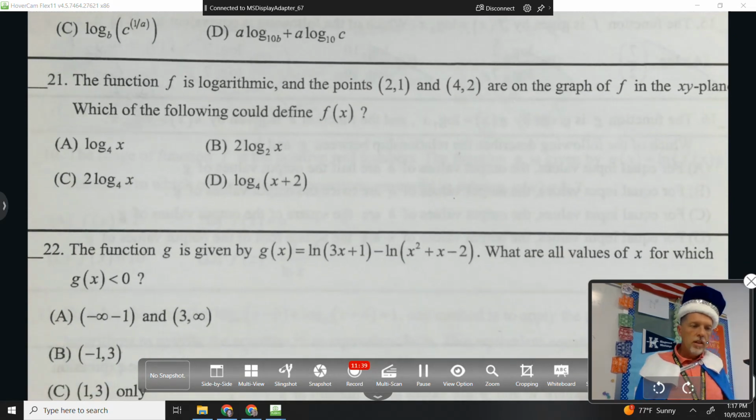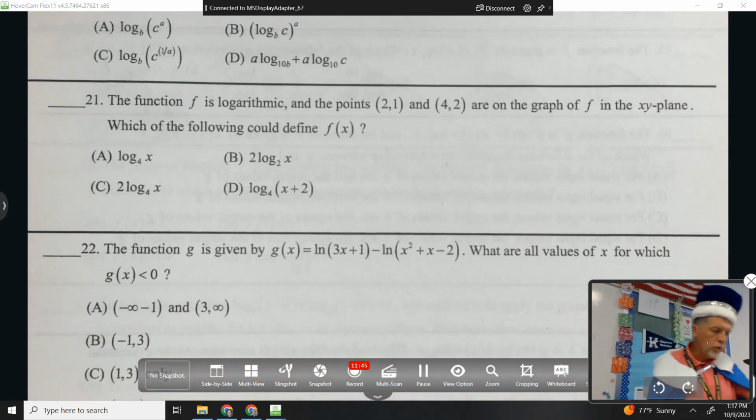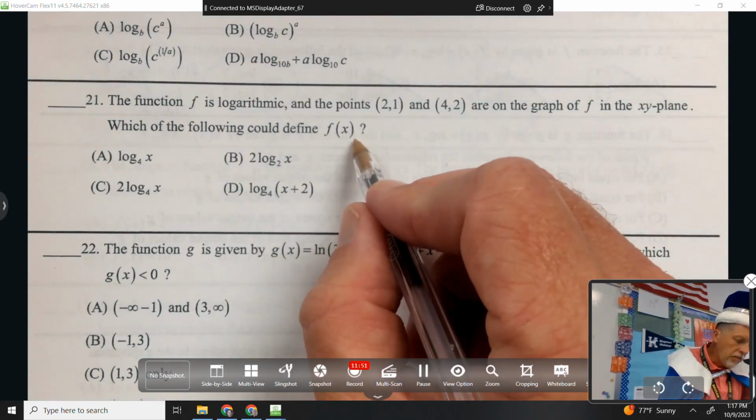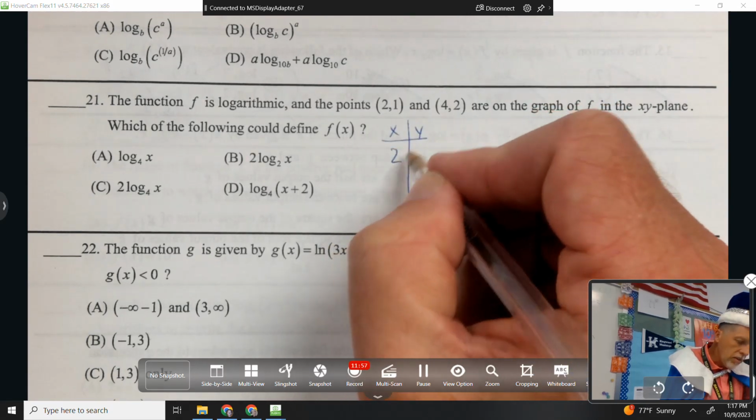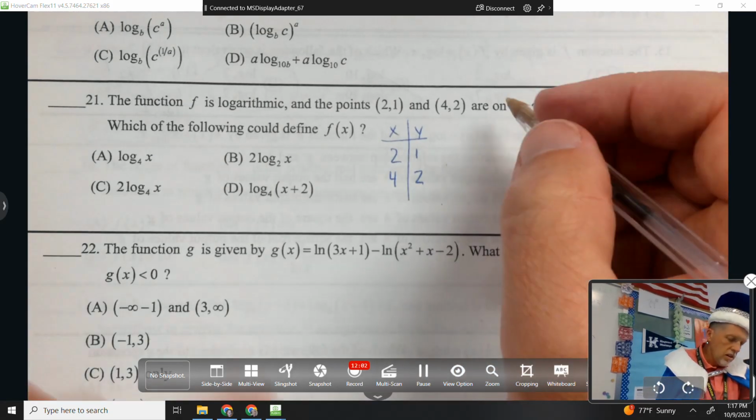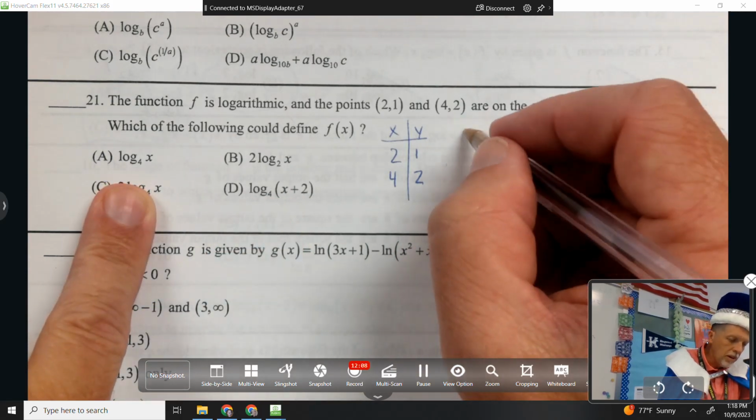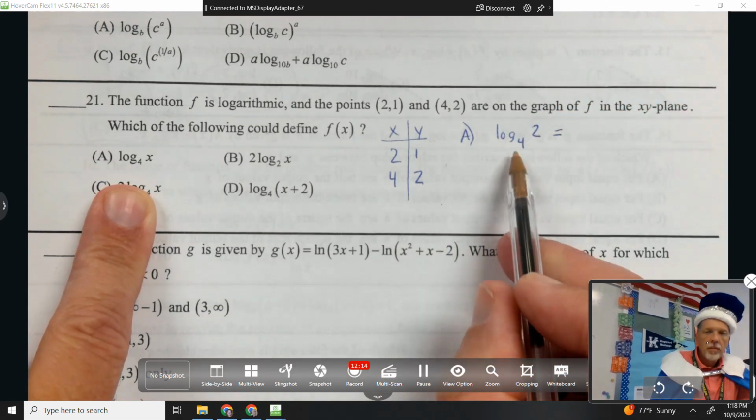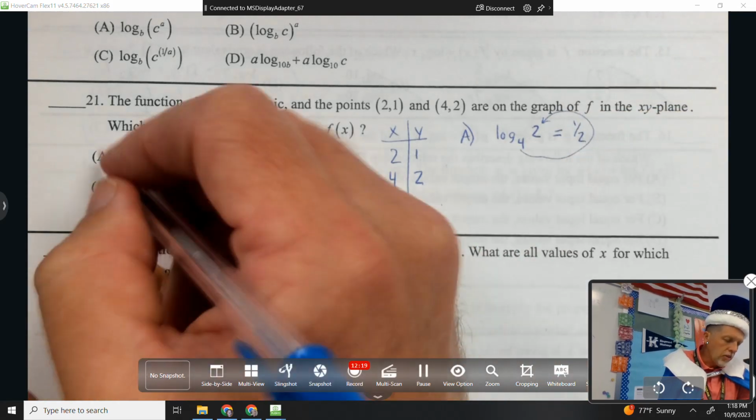Number 21. Function f is logarithmic, and the points (2, 1) and (4, 2) are on the graph of f in the xy plane. Which of the following could define f of x? So this is kind of just plug them in and see what works. I don't think I want to come up with the equation. I just want to plug them in and see which one of these works. So A, log base 4 of 2. That means 4 to something equals 2. 4 to the 1/2, so it's out.